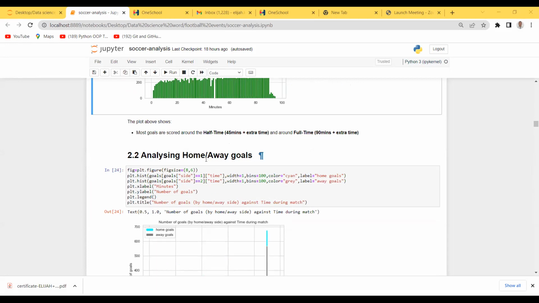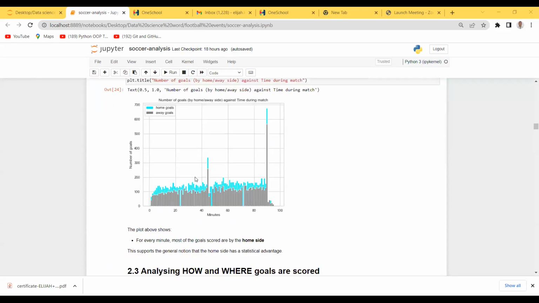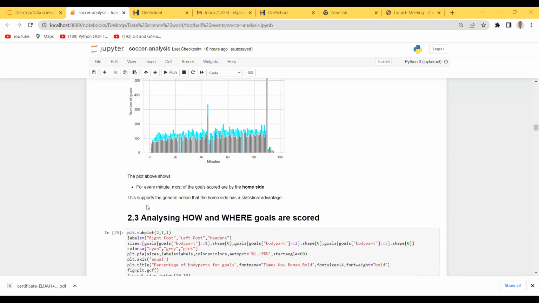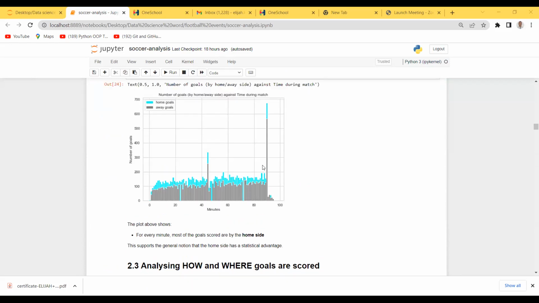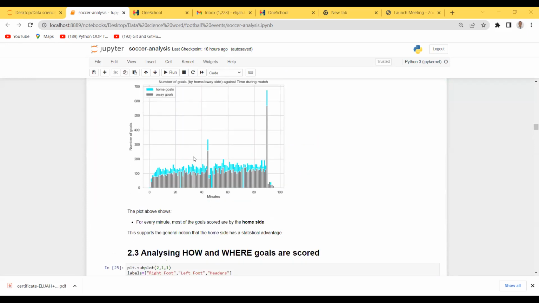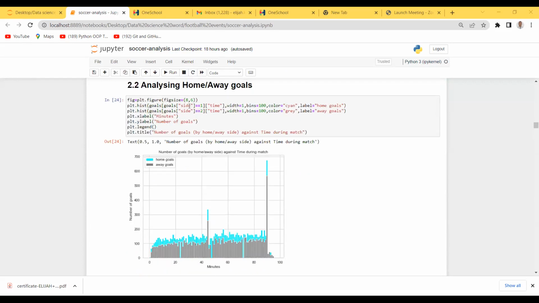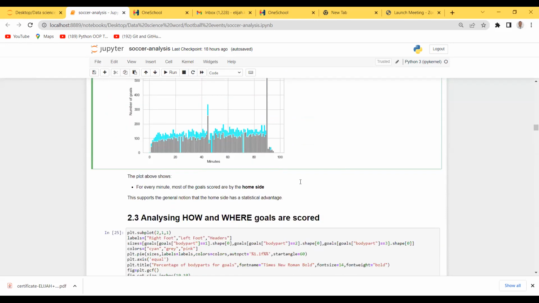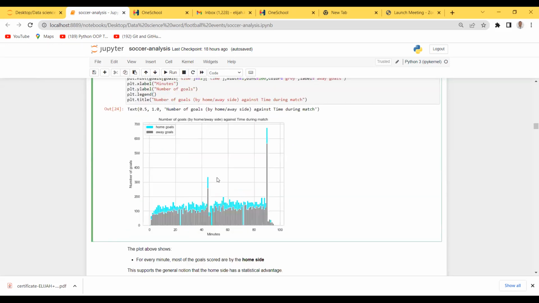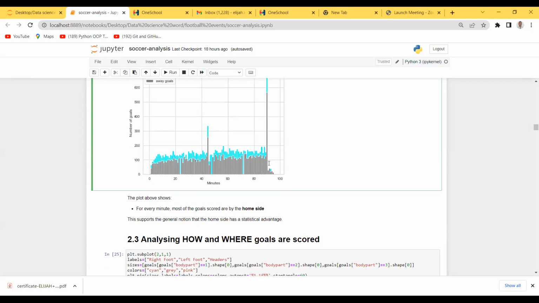So the next thing is analyzing home and away goals. The plot above shows that for every minute, most of the goals scored are by the home side. This blue is the home side. They are analyzing number of goals against minutes, and also using the side. So what did they get? This supports the general notion that the home side has a statistical advantage. As you can see, the home side has more goals. That is the second analysis.